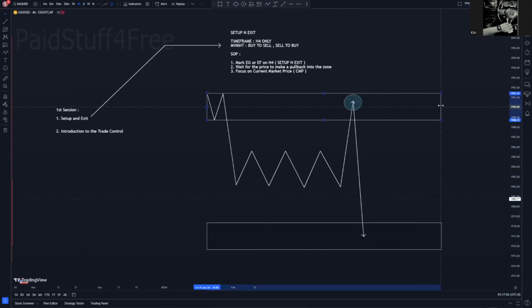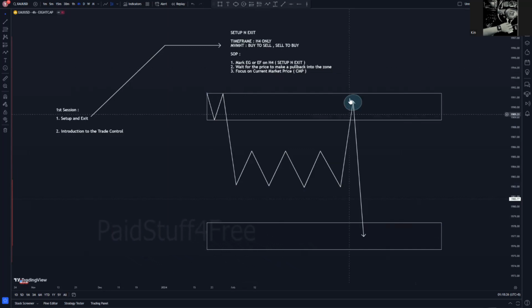of course, we are looking for another buy. So what should we do? Do it from scratch. Right now, we already have this buy zone on H4, which is the zone we used just now as our exit. Because right now we are talking about putting the buy entry. So when the price gets into the buy zone, automatically we've done the second SOP, which is that we've already waited for the price to make a pullback into the zone.